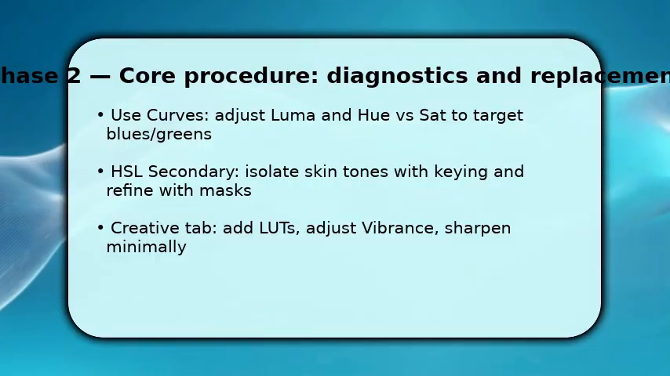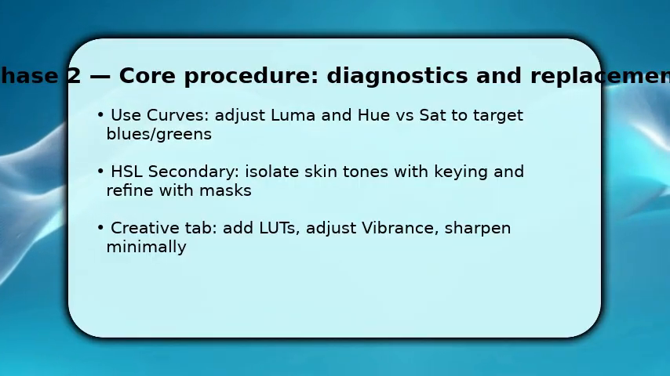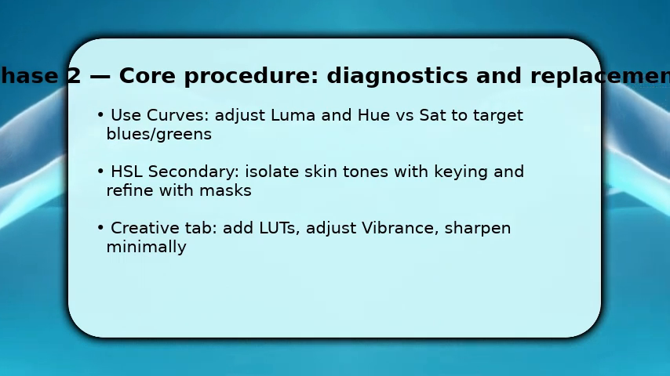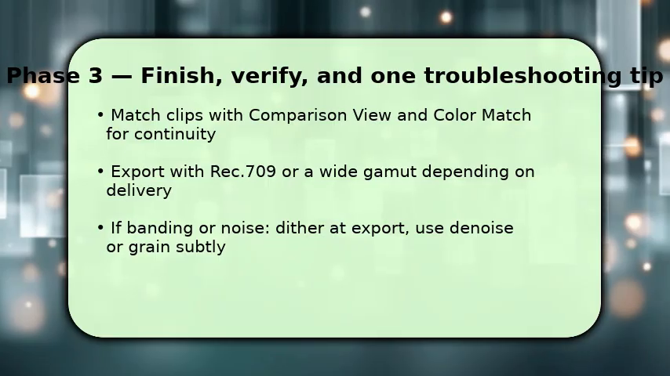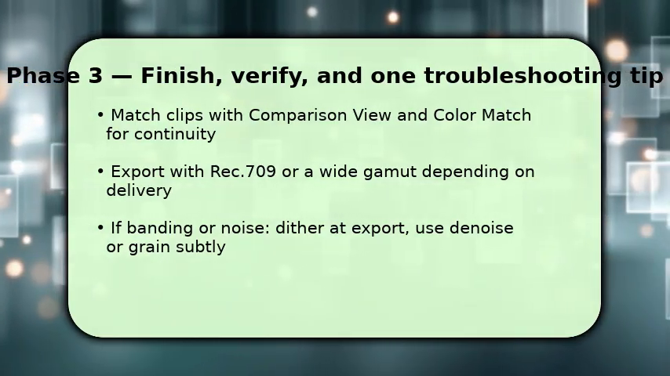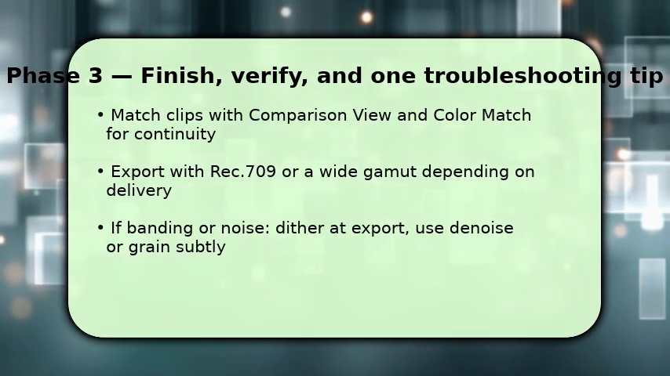Use the creative section last. Apply a subtle LUT or adjust vibrance and sharpen, but keep finish by matching and exporting. You want consistent color across cuts. Use comparison view and color match to copy reference frames, then tweak manually with secondary keys if needed.